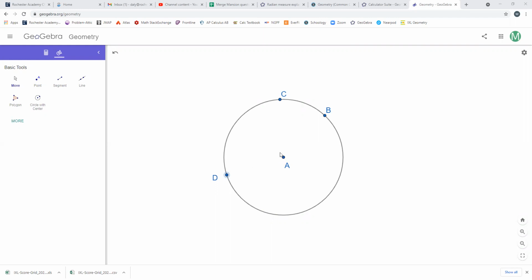So I've got a circle with a center at A and points B, C, and D on the boundary of the circle. You should probably have yours with the same labels so that you can follow along with the directions that are going to be on the worksheet and what you're seeing me doing. And what I want to do is create an angle with a vertex at A and another one with a vertex at D like this.